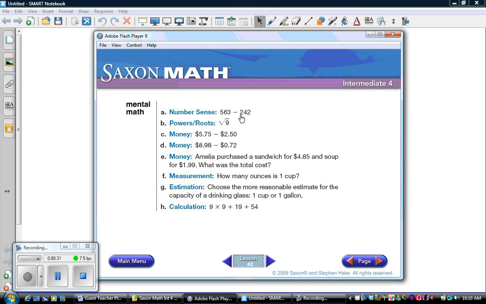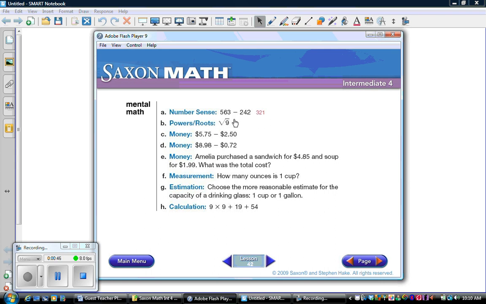5 minus 2, well, that would give us 300. 6 minus 4 is in the 20s, so 320, and then 3 minus 2 is 1, 321.